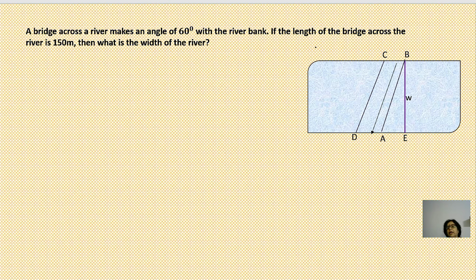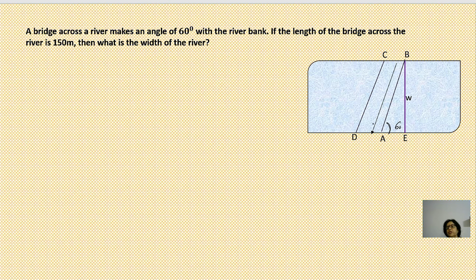river bank. If the length of the bridge across the river is 150 meters, then what is the width of the river? So here this is the river, and this bridge is represented by AB and DC. The bridge is making an angle of 60 degrees with the river bank. This angle over here is 60 degrees. And the width of the river is represented by BE. And this is what we need to find out.